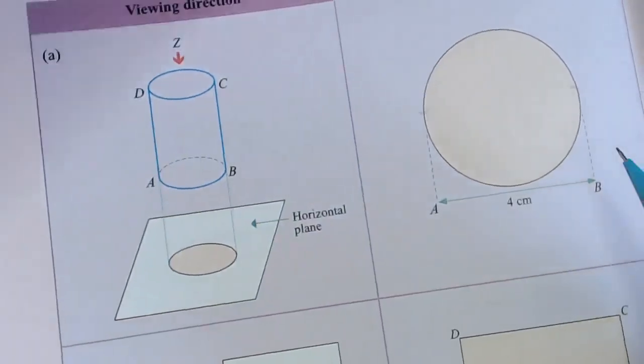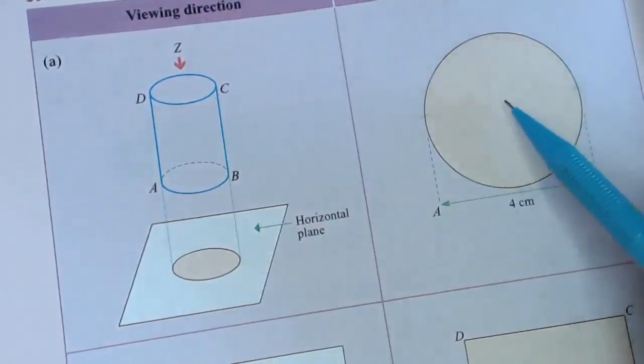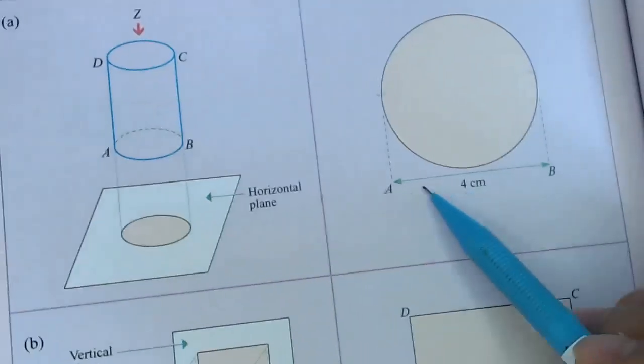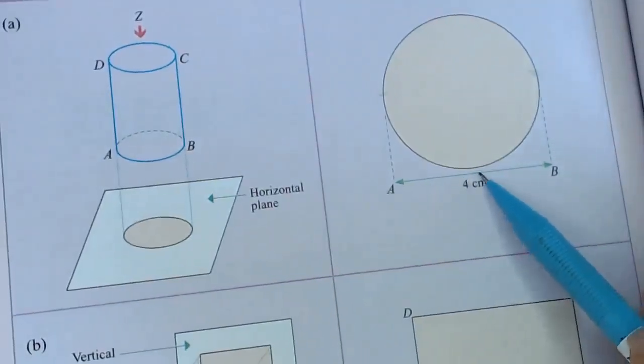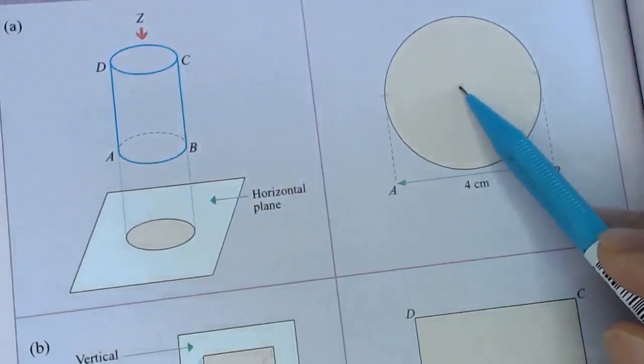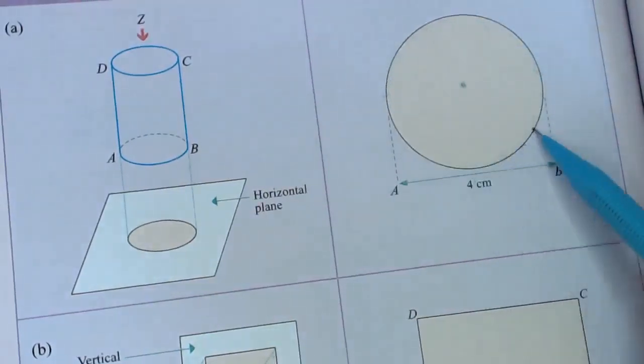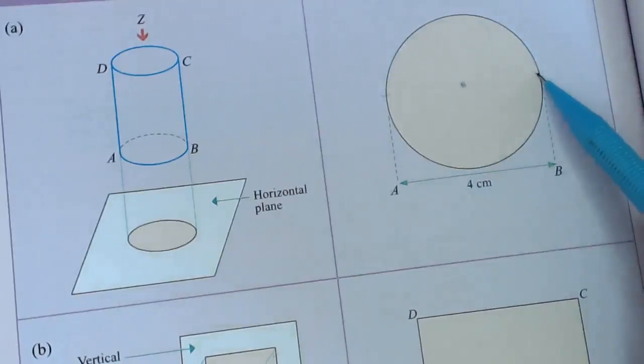Okay. Now you know how to draw the circle. You divide the diameter by 2 to get the radius, correct? And by using a compass, you put the needle there and you start drawing a circle with radius 2 centimeter.